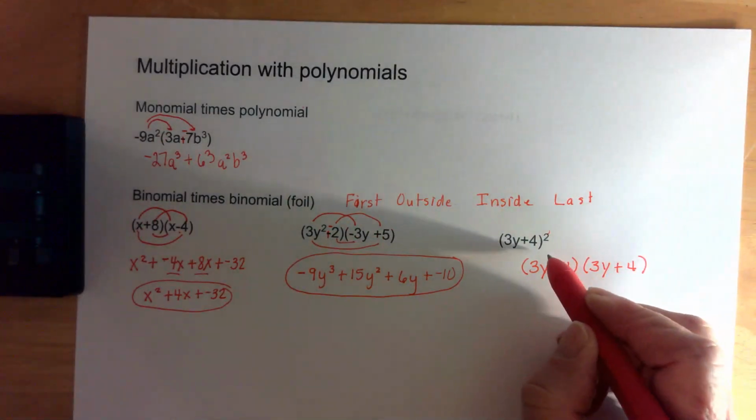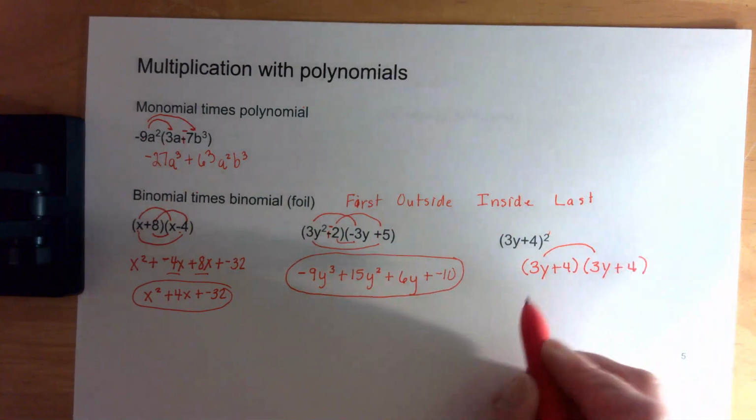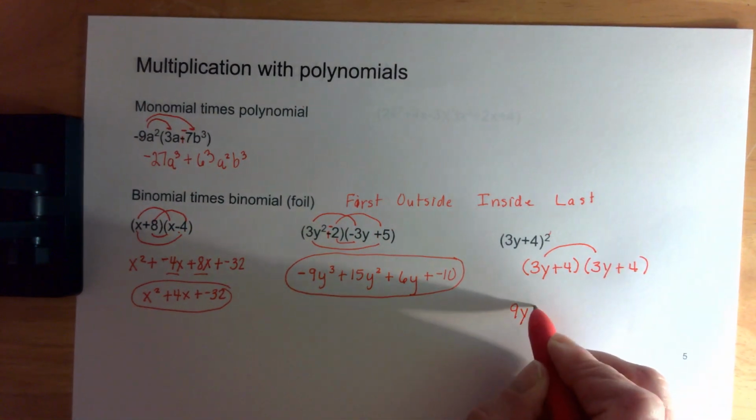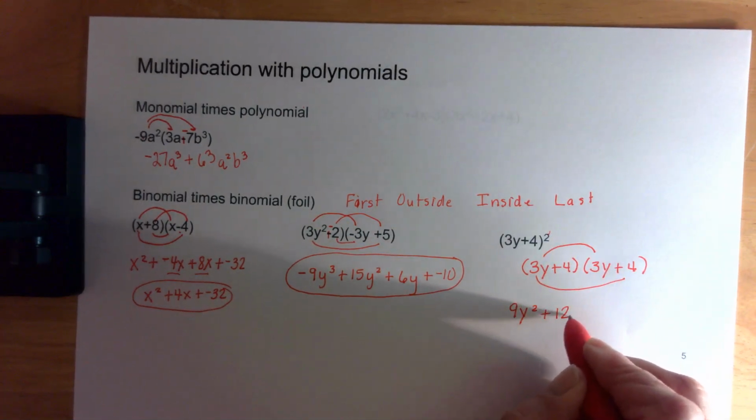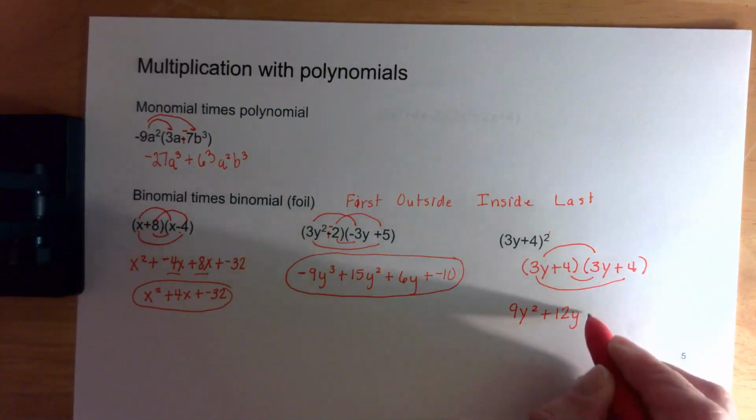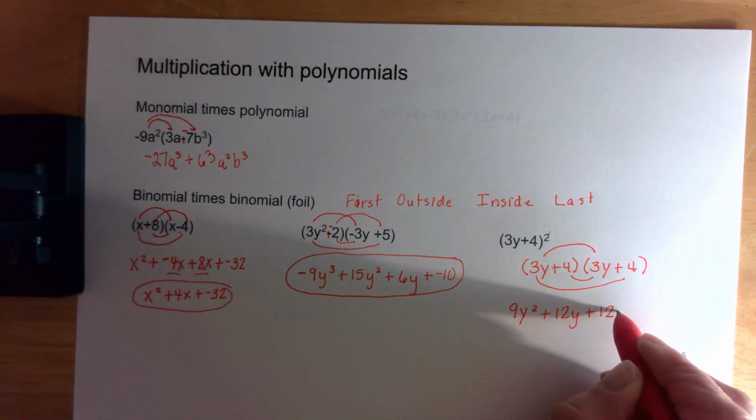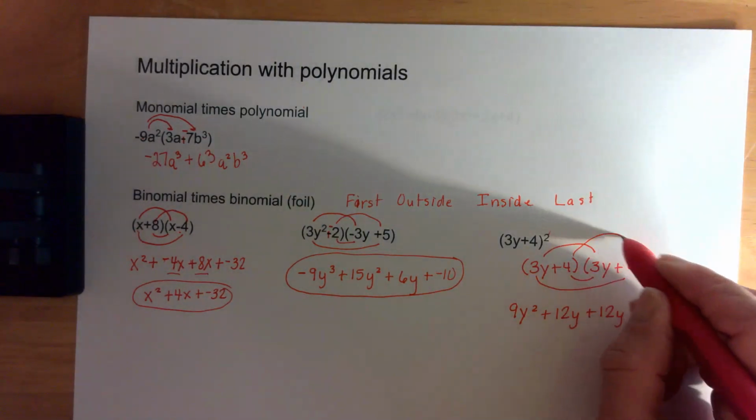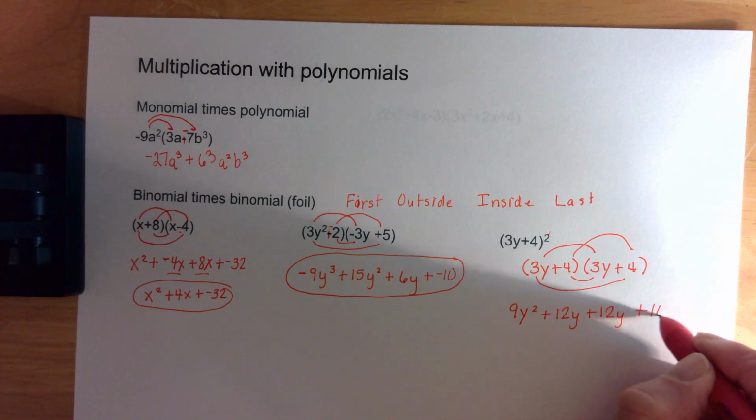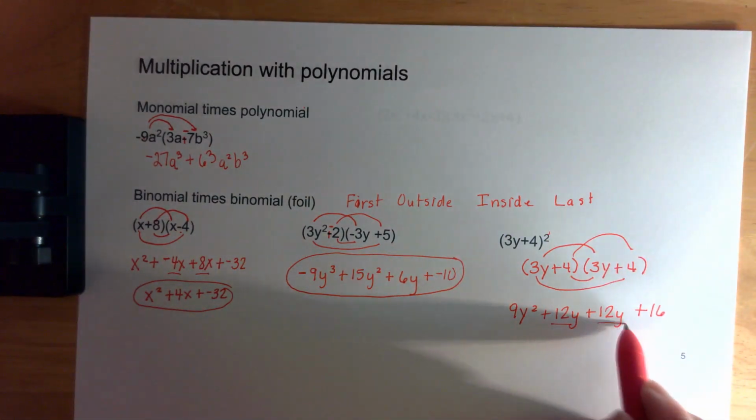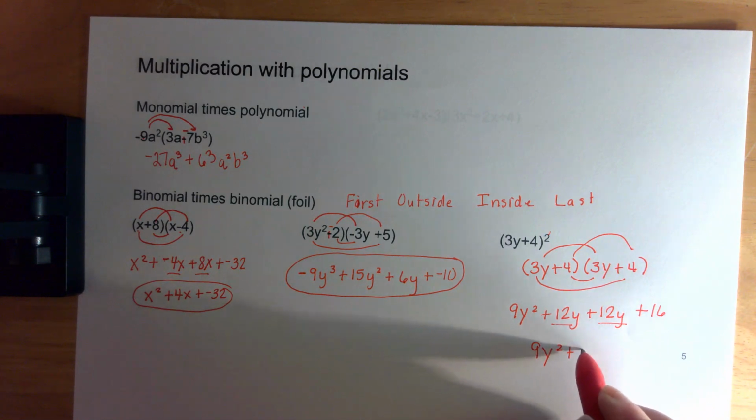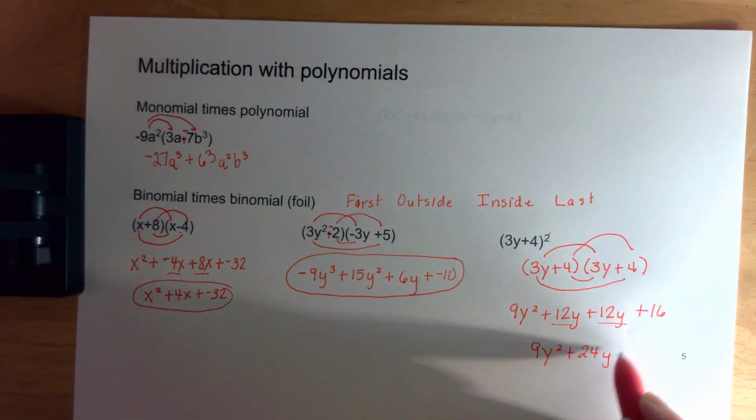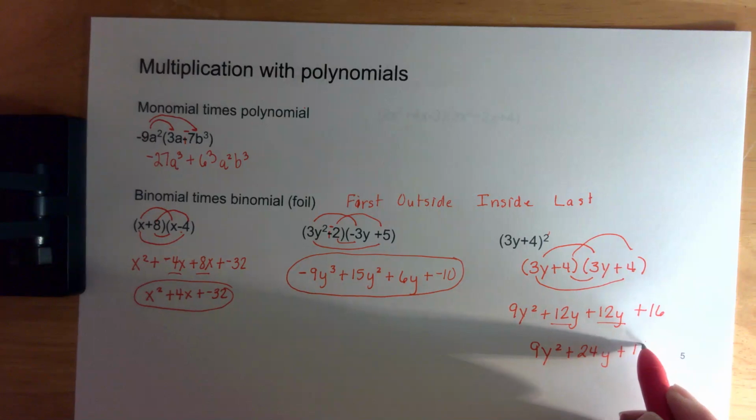So I'm doing FOIL on this. First is going to give me 9y squared. Outside is going to give me 12y. Inside is going to give me 12y. And last is going to give me 16. So I can combine those two together. So I get 9y squared plus 24y plus 16.